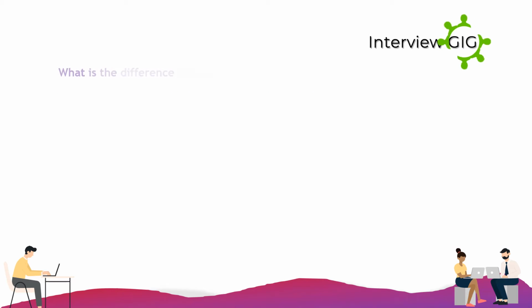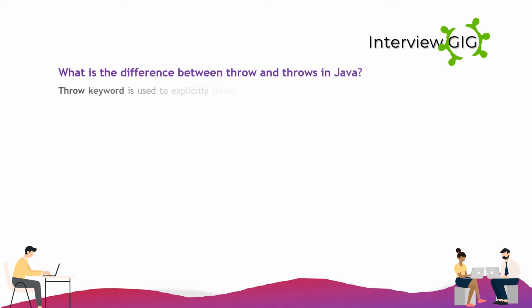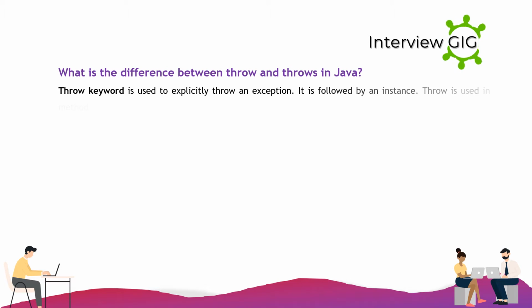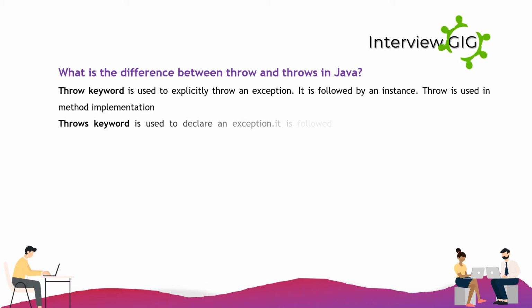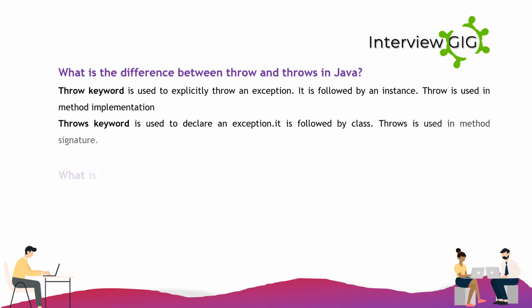What is the difference between throw and throws in Java? Throw keyword is used to explicitly throw an exception. It is followed by an instance. Throw is used in method implementation. Throws keyword is used to declare an exception. It is followed by class. Throws is used in method signature.